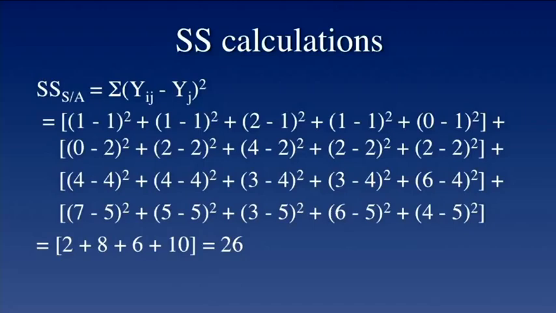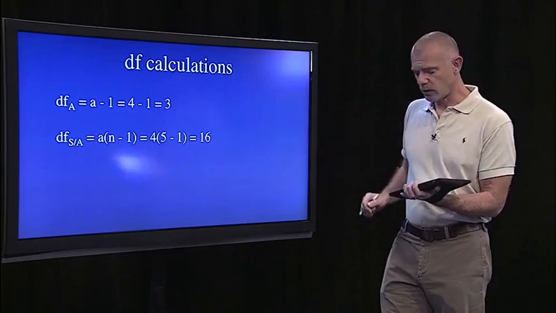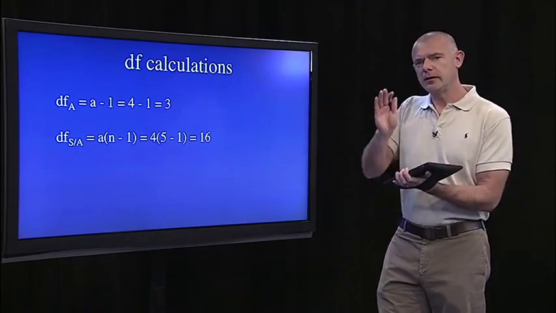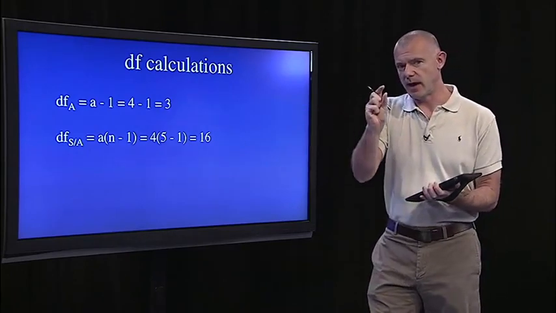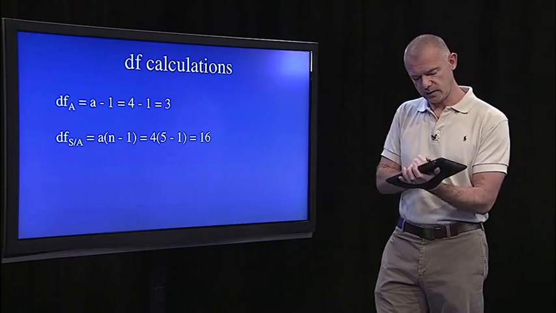Degrees of freedom, as I said, is real easy. It's just 4 minus 1 for the between groups. For within groups, little n minus 1, because there are 5 people in each group, minus 1, so 4, times 4 groups is 16.